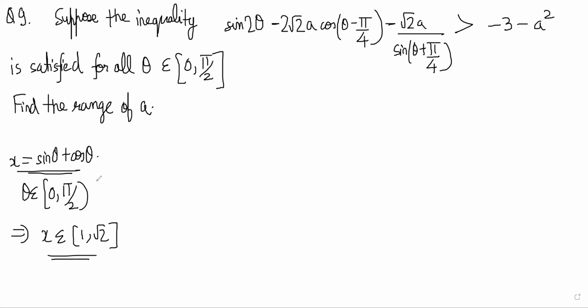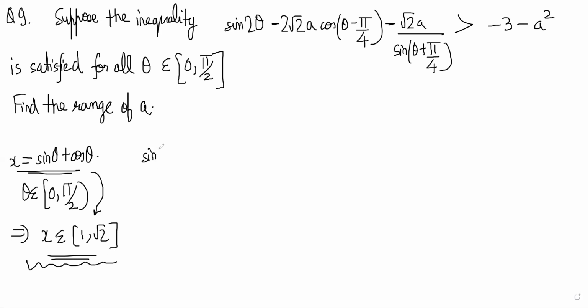That is standard enough that I will not bother to explain that. You can write this as root 2 times sine of theta plus pi by 4, and you will get the fact that the maximum value of this is root 2. The minimum value is 1, and you can check that by putting in some values, right? So x belongs to 1 to root 2 in this range.